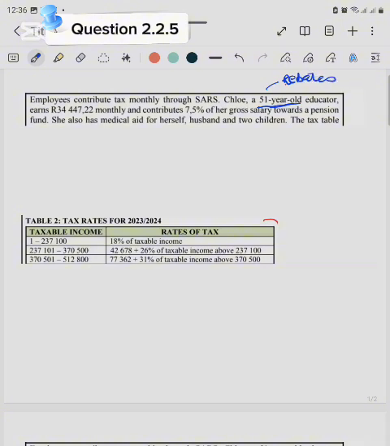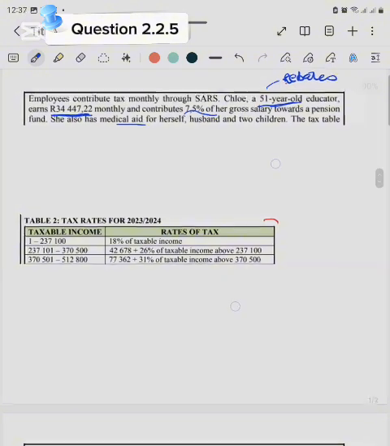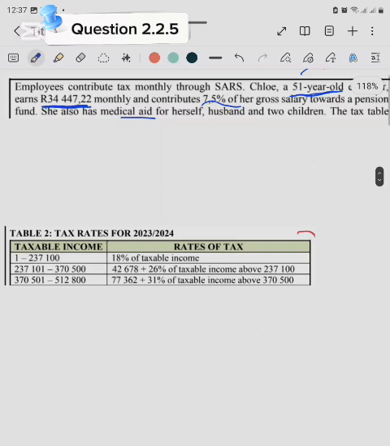Then we know that she earns 34,447 Rand and 22 cents monthly. That's important. And we also know about her contributions to her pension as well, and her contributions to her medical aid. So those are the things that we know that are going to be important to the calculation. So first things first, we need to find out what is her taxable income. That's always our starting point, is finding taxable income.